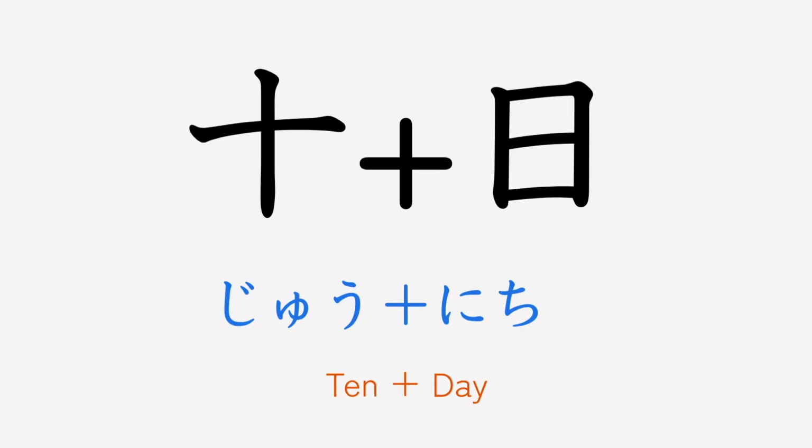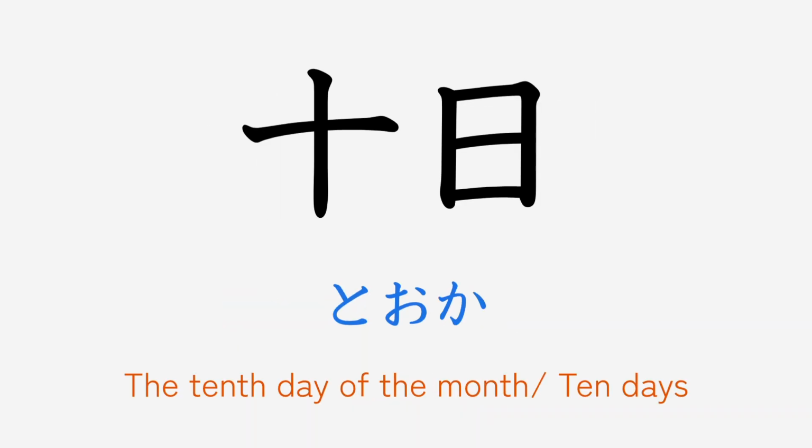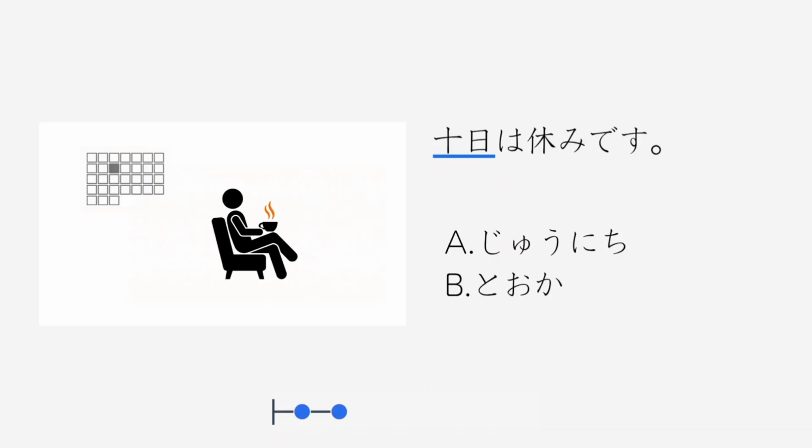10 plus day makes 10日, meaning the 10th day of the month, or 10 days. How do you read the underlined kanji? The answer is B. This is another special calendar reading. Just remember it.